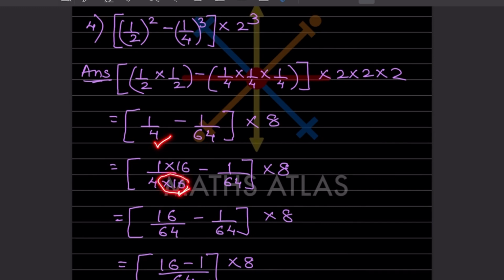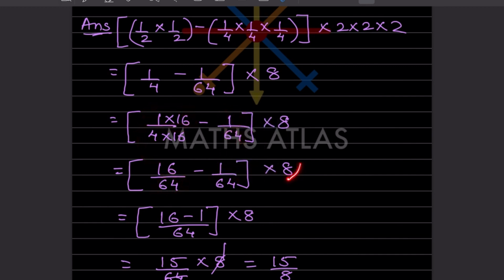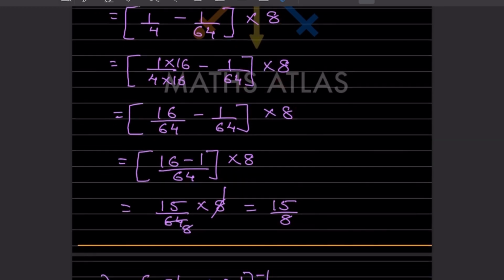Since you have multiplied this by 16, this also should be multiplied by 16. So now look at here, both places you got 64. So now let us write one step. 16 divided by 64, this 1 divided by 64, and this 8 let us keep as it is first. So this minus 1, that will be 16 minus 1 divided by 64 into 8. So this is going to be 15 by 64 into 8. So 8 ones are 8, 8s are 64, and the answer is 15 by 8.